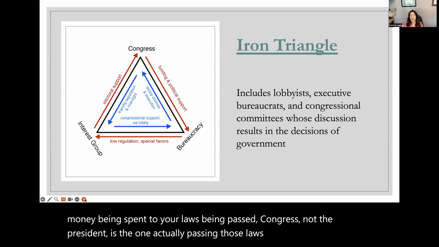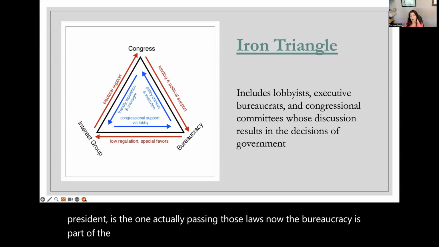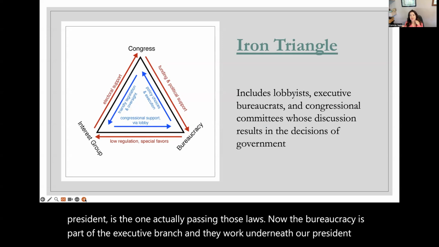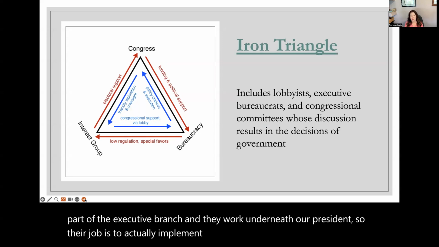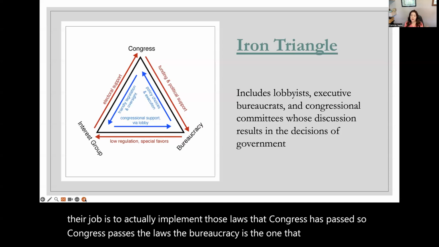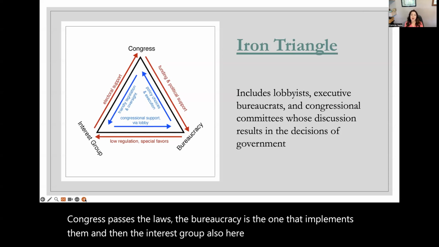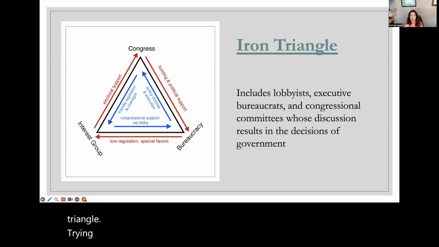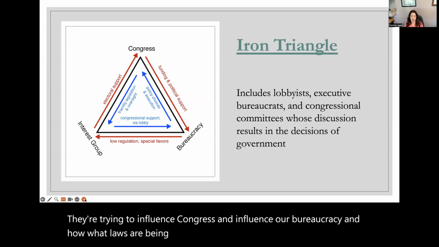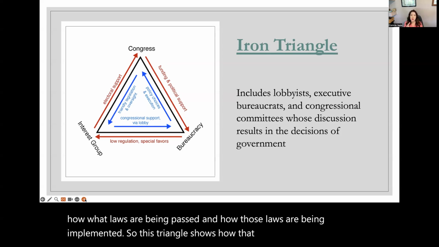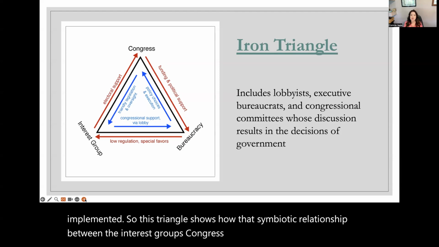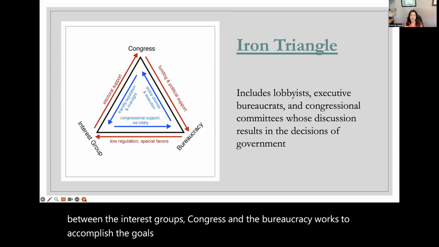Now, the bureaucracy is part of the executive branch and they work underneath our president. So their job is to actually implement those laws that Congress has passed. So Congress passes the laws, the bureaucracy is the one that implements them. And then the interest group, also here on the other side of the triangle, they're trying to influence Congress and influence our bureaucracy, and what laws are being passed and how those laws are being implemented. So this triangle shows how that symbiotic relationship between the interest groups, Congress, and the bureaucracy works to accomplish the goals of all three.